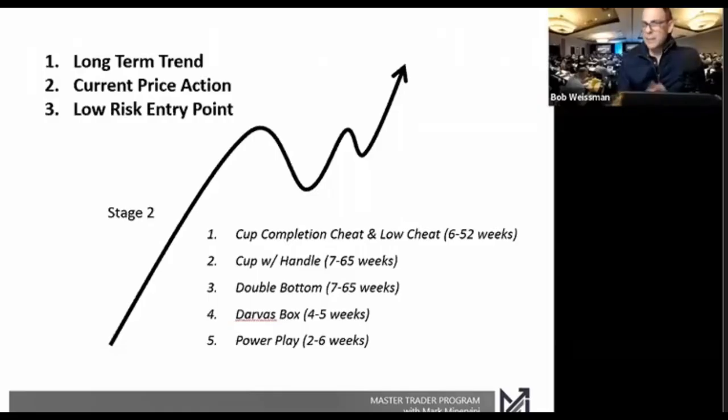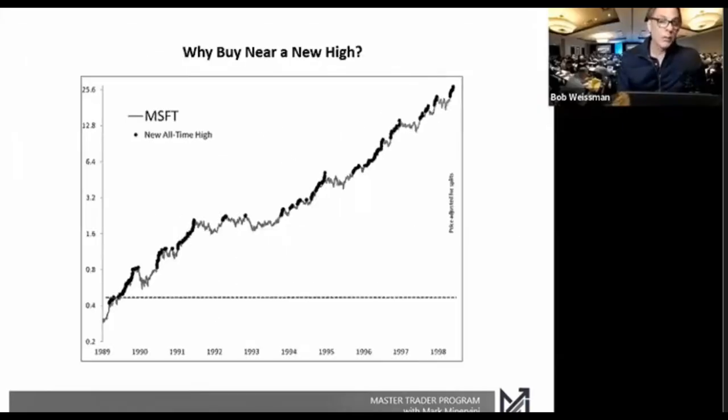And some of the names that we have for these patterns, some are unique to me that I've termed them, and some of you have already heard of these: a cup completion cheat, a low cheat, a cup with handle, of course, has been popularized by William O'Neil. Prior to that, it was a saucer and platform. William Gilbert coined that. Double bottoms, Darvas boxes, and power plays, which are also high tight flag type names, which we're going to go over too. There's a particular section on power plays. So we're looking for these continuation patterns, and we're buying near new highs, usually within 20 or 25% of a new high, or even in new high ground.